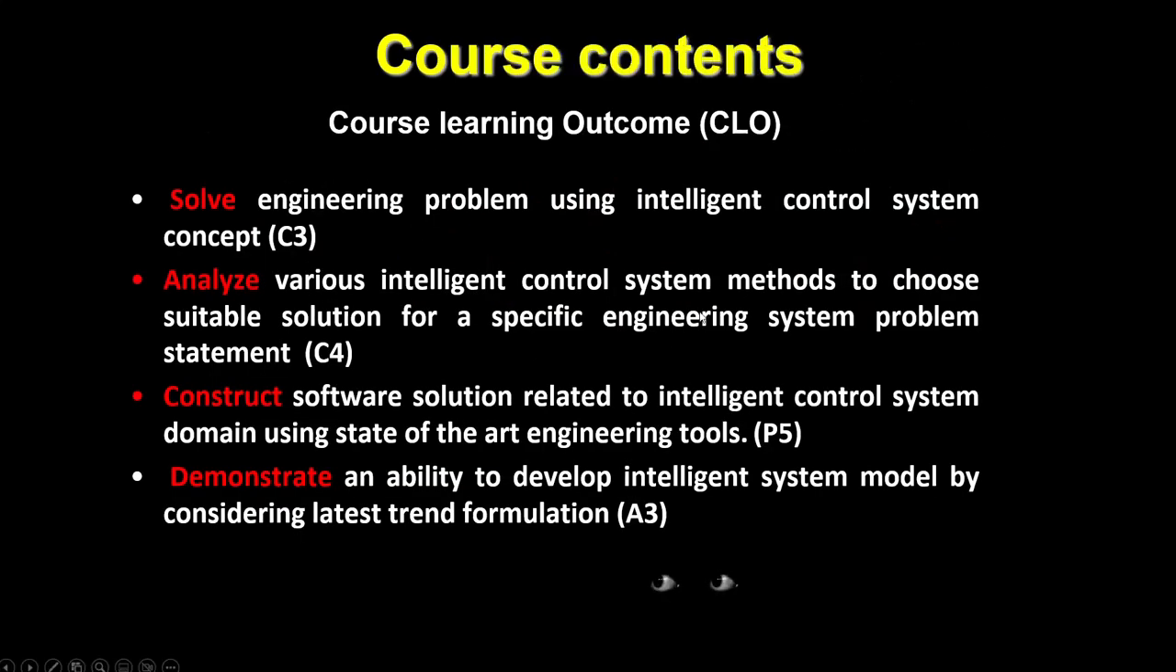So what is the expectation for this particular course? In the end of the day, after you learn every content of the syllabus for this subject, you are expected to achieve all these 4 items. The first one is you're able to solve engineering problems. Second, you're able to analyze various intelligent control system techniques in order to solve some specific problems. The third is that you will know how to construct software solutions regarding intelligent control systems. In this particular case, we will use either Python, C, or MATLAB.